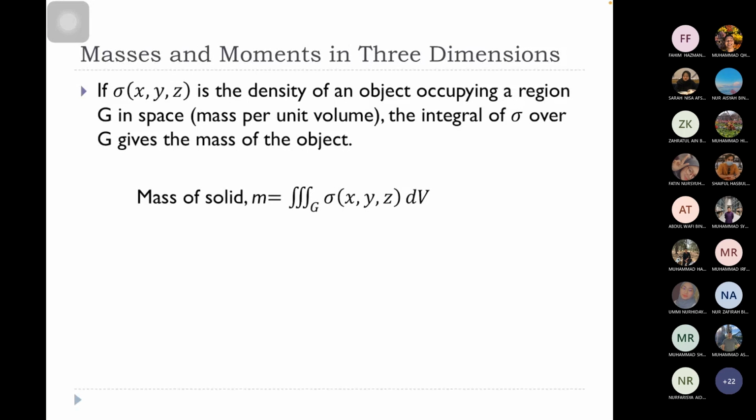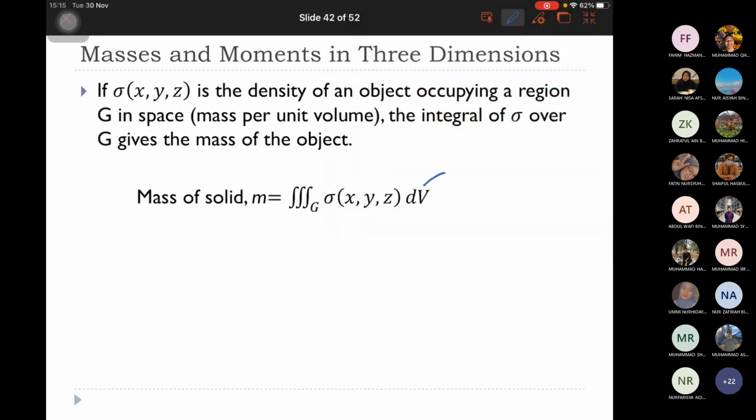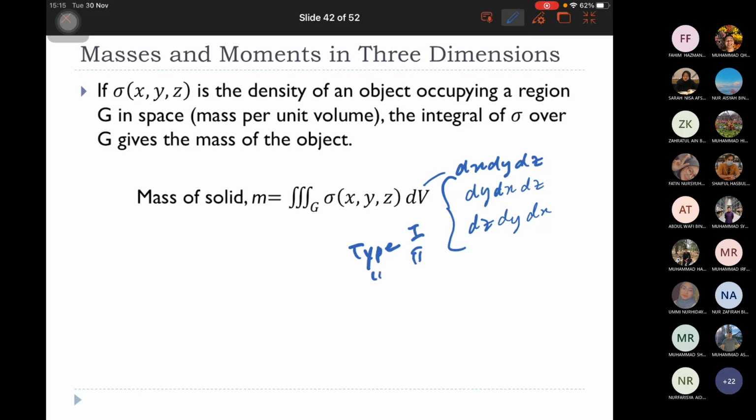Actually, it's just the same as the two dimension. The difference is only that this time around we are dealing with three dimensions. So dV here can be dx, dy, dz, or dy, dx, dz, or dz, dy, dx. It is based on the triple integral that we have taken a look at before this. So we have type 1, type 2, and also type 3 region, depending on whether your solid is standing, lying down, or slanted like that. Okay. So this is dV.